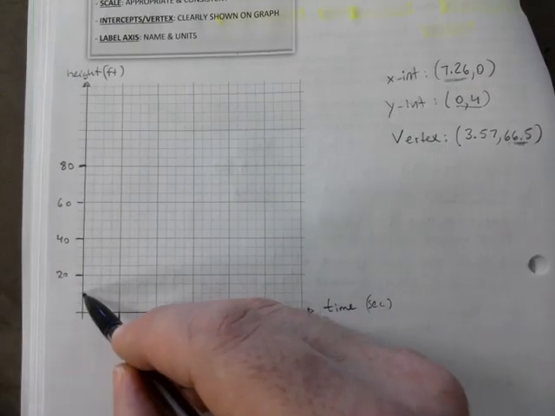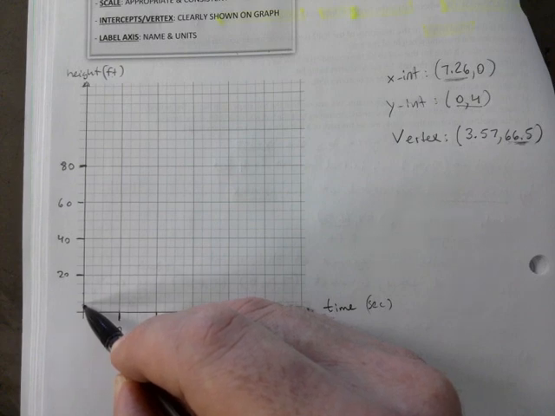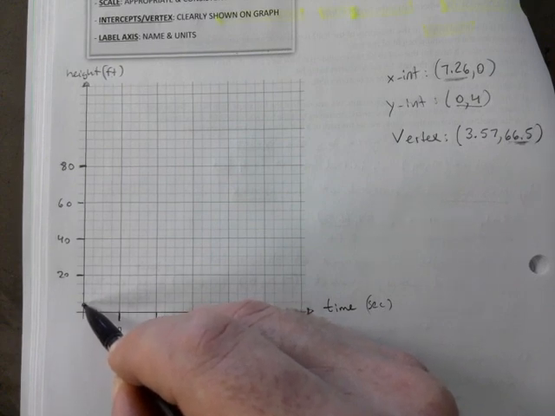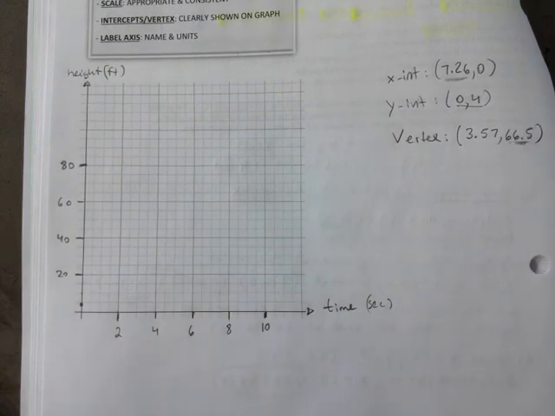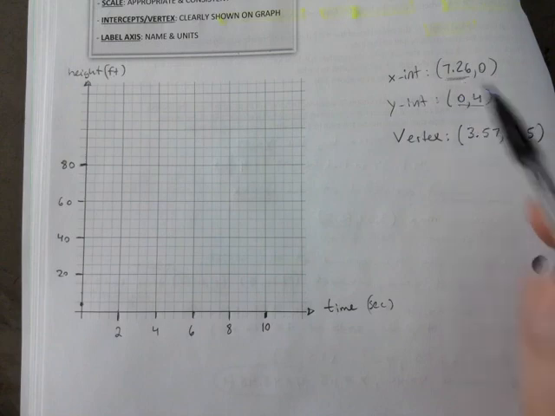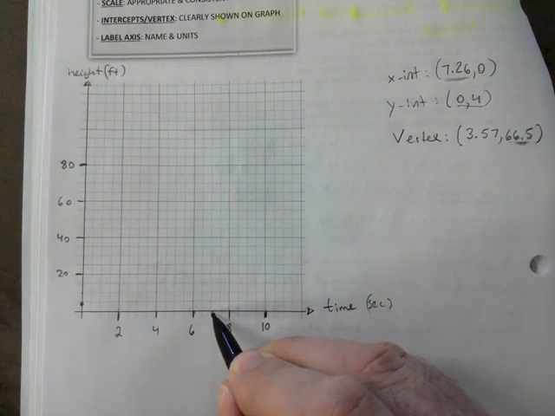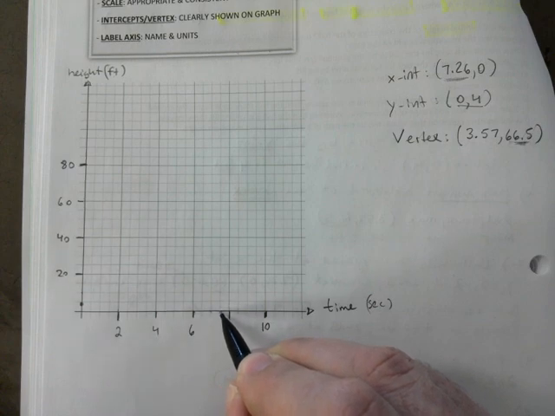0, 4. This would be 10 for me, right? This is 10 right here. So this is 5, 4 is right there. Just make sure it doesn't touch the origin, right? That's my y-intercept. My x-intercept is 7.26. So 7 is right here. This would be 7.5. So 7.26 is somewhere there.